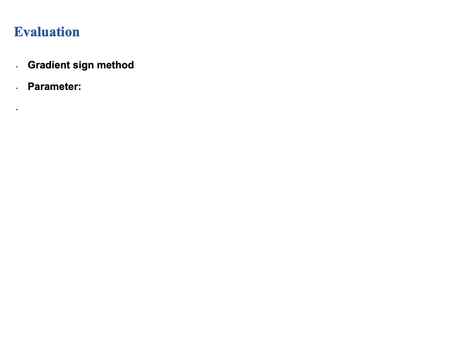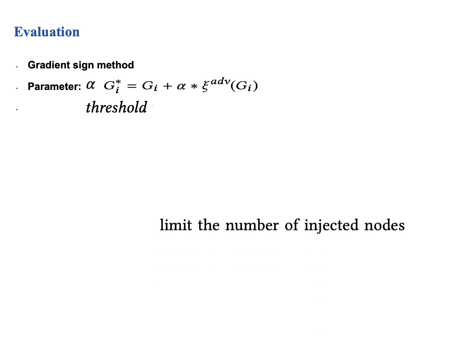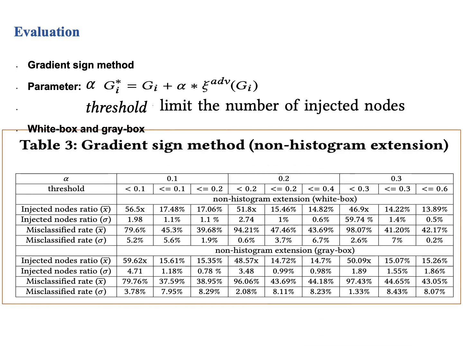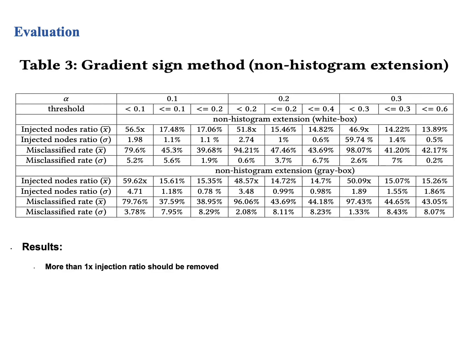We also test our gradient sum-based way. Here we use 2 parameters. The first one is alpha, the other one is the threshold. Also using the white box setting and the gray box setting. Here are the results.